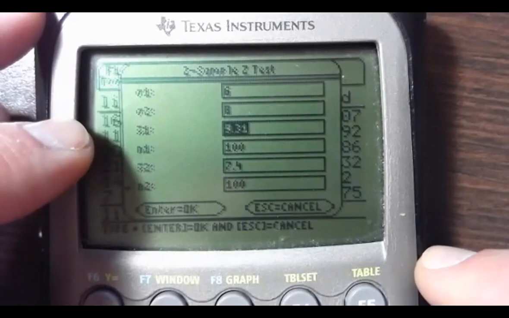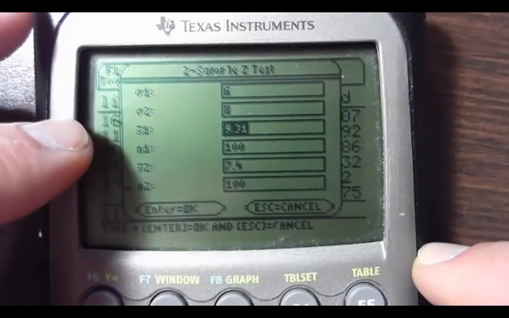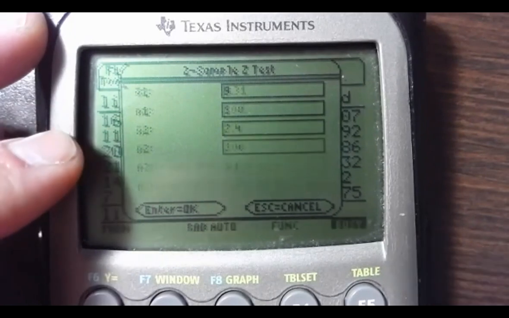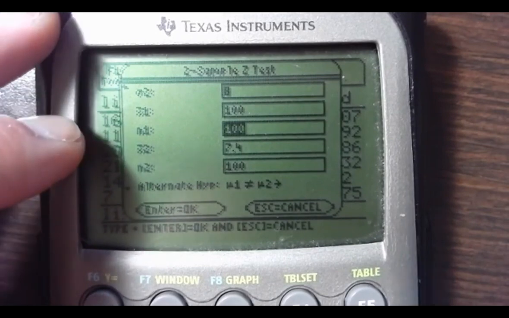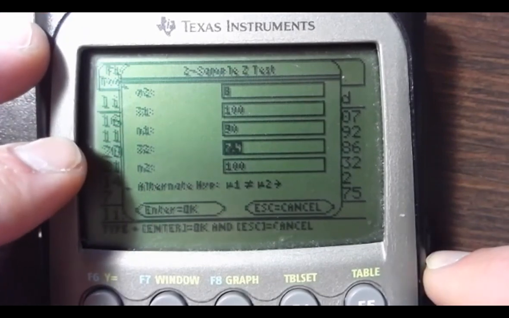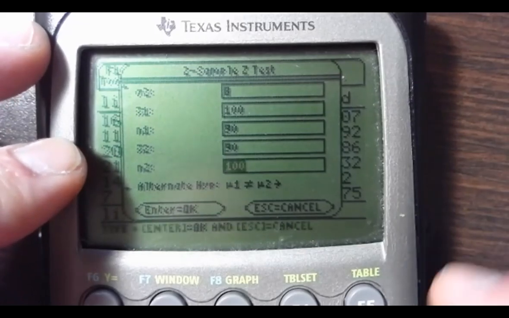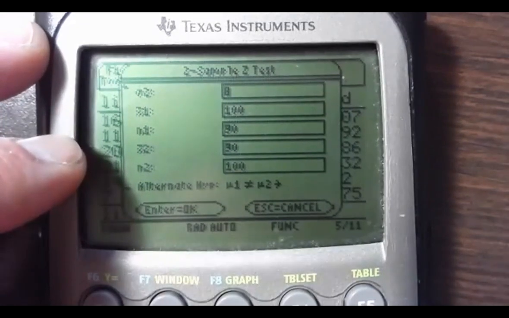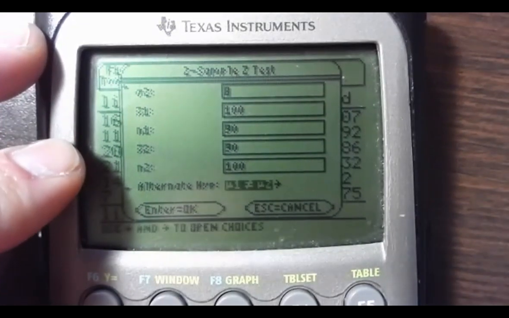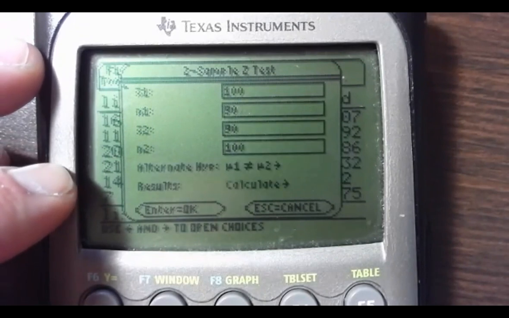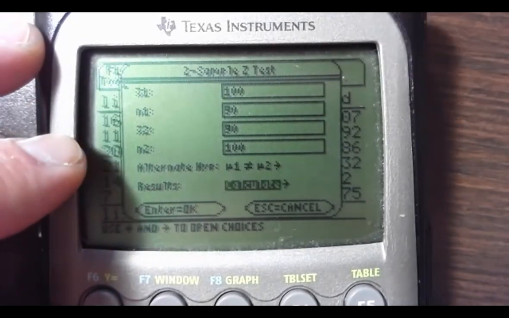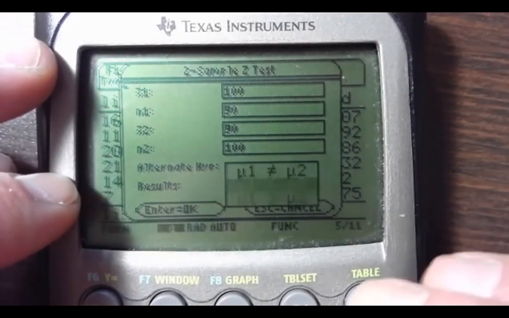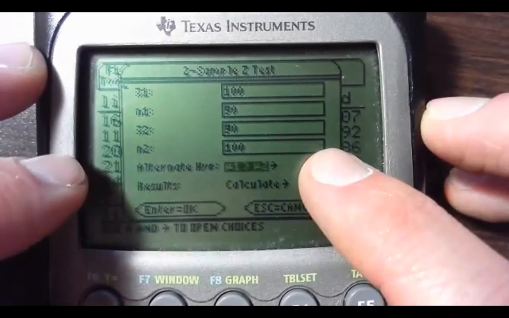Okay, x bar 1 is 100. N1 is 90. X2 bar is 90, and N2 is 100. We're going to assume this is two-tailed because it doesn't tell us otherwise. Oh, wait, no, actually, the first population mean exceeds the second population mean. So the first one has got to be higher than the second. That's going to be our alternative right there.